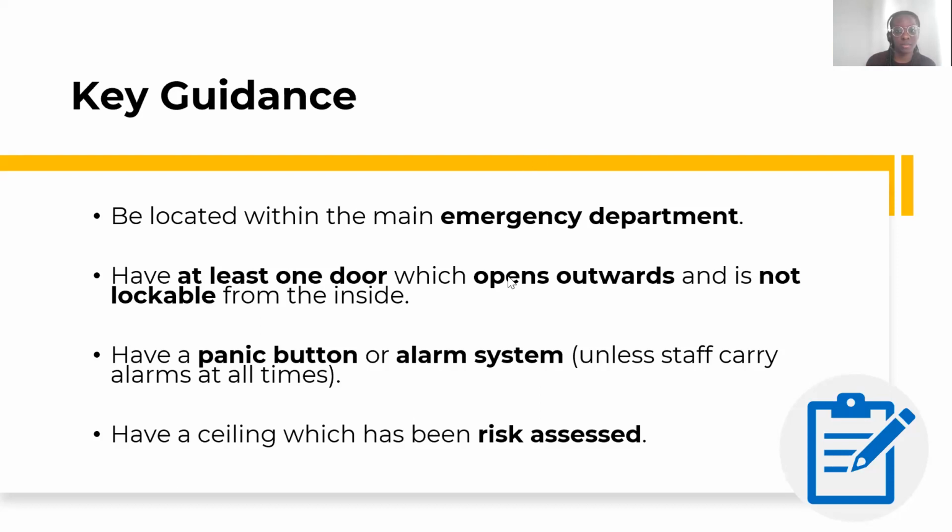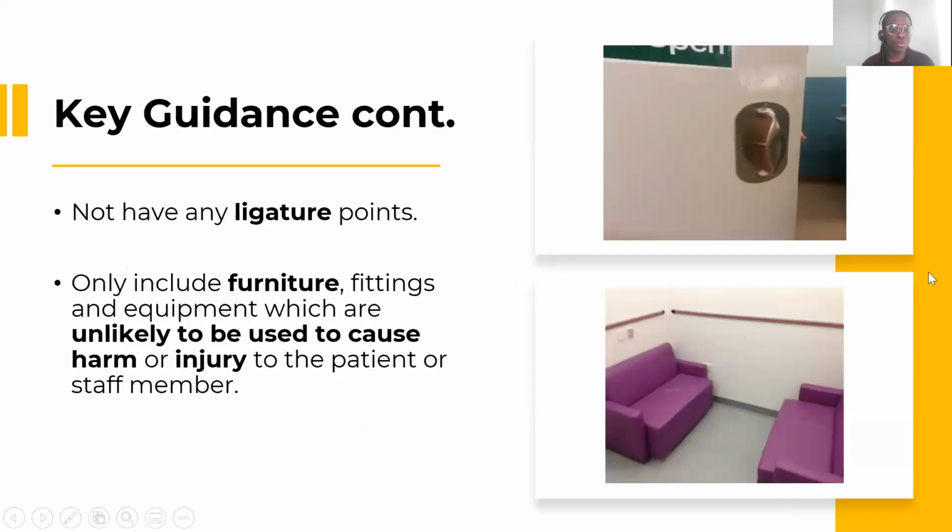Next slide, please. So the room should also not have any ligature points. So it has to be ligature free, and any doors and door handles must be anti-ligature. So like you can see on the photo on the top right there, there also shouldn't be any sort of closers, door closers, or any wires or pipes or any other items that significantly protrude from the walls.